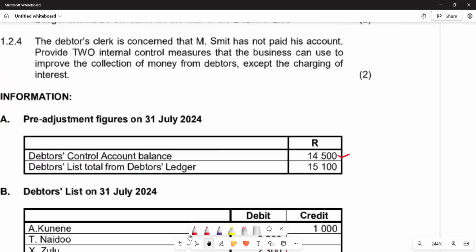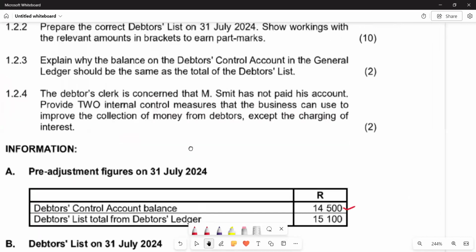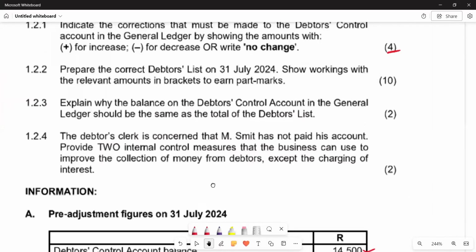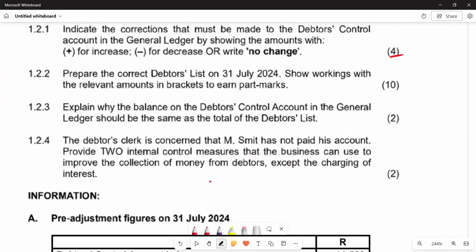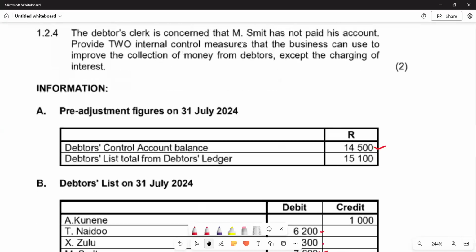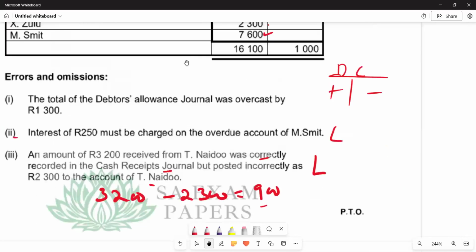Right, on the next question, that is 1.2.3, it's saying, explain why the balance of the debtors control account in the general ledger should be the same as the total of the debtors list. In this question, we know that the debtors control is a reflection of the debtors list. So basically what we are saying is debtors control is the summary of the debtors list. So this can be a reason that we can raise. So we can go there on the other section and just present it as such.